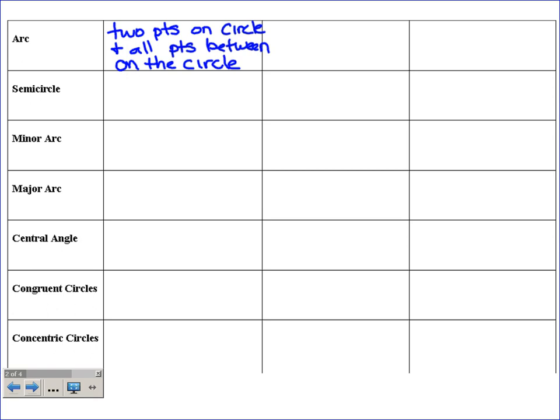Like 2 points on the circle. Okay, so we're talking about an arc. If I find 2 points on here, here's a point here, here's a point here. I'm going to call this, I don't know, AC.